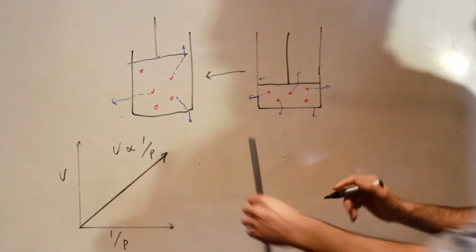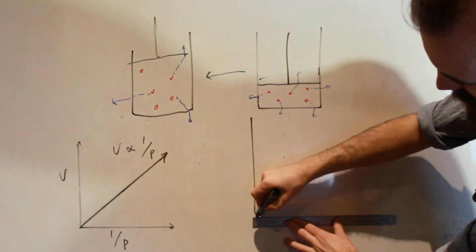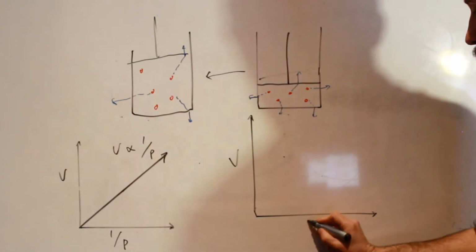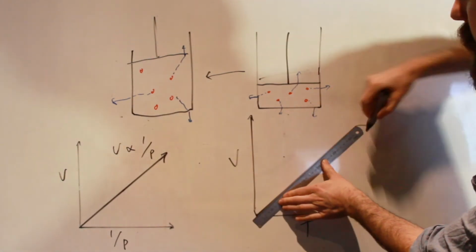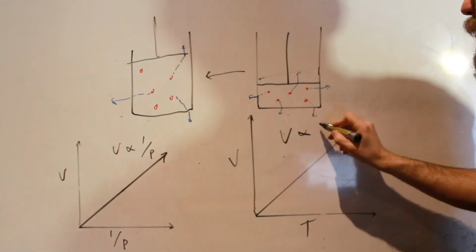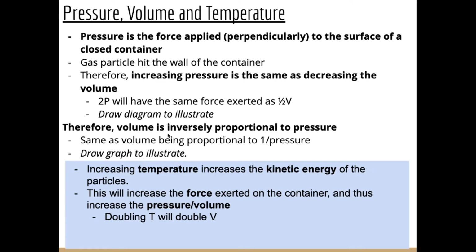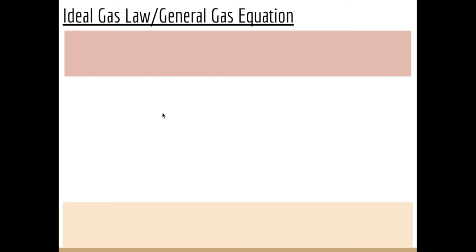Over here, I'm going to draw a directly proportional relationship. Y-axis, x-axis. So I've got volume here. Only on this side, I've got the temperature. So it's directly proportional. So as you increase the temperature, you will increase the volume, like so. The volume is directly proportional to the temperature. Doubling the temperature will double the volume. Therefore, volume is directly proportional to the temperature. Draw a graph to illustrate, we have done that just there.